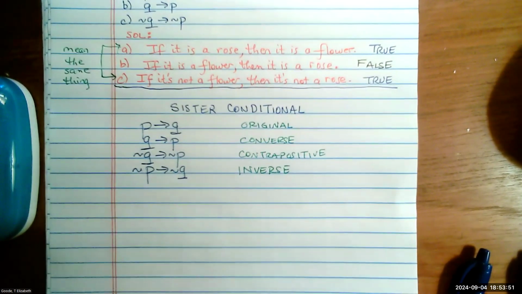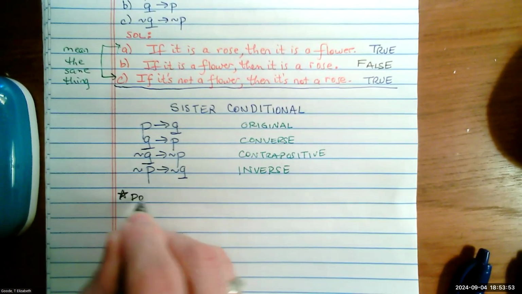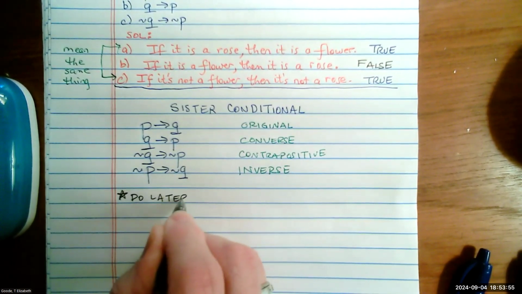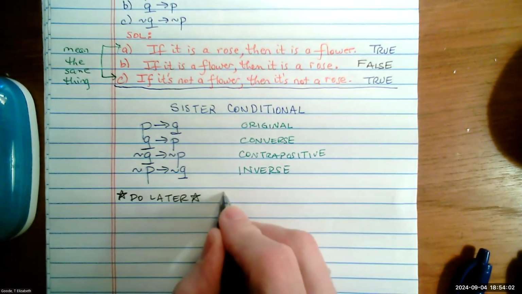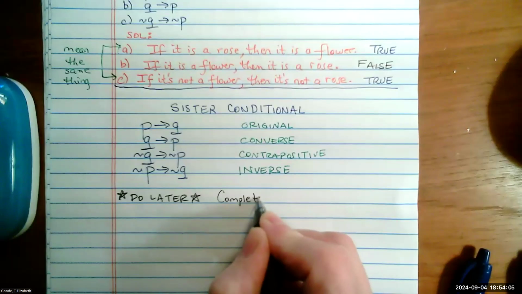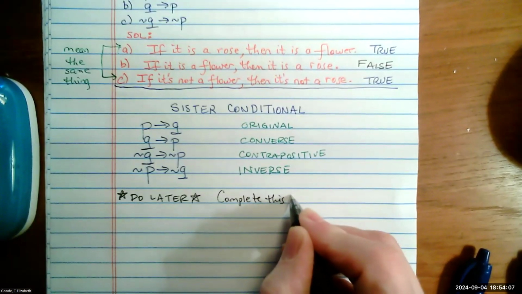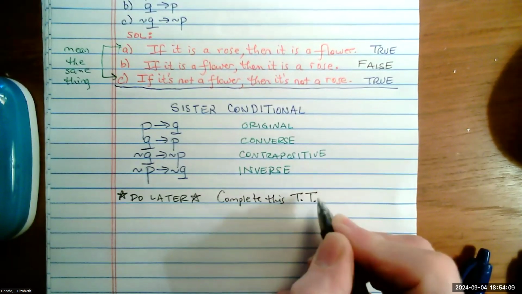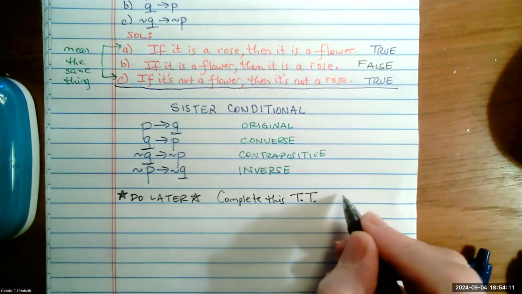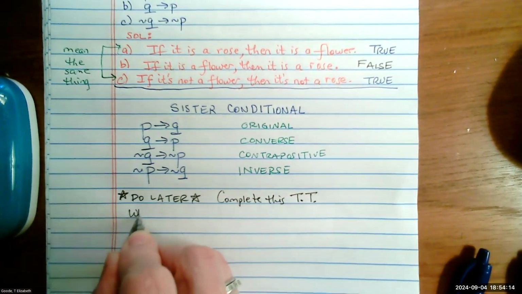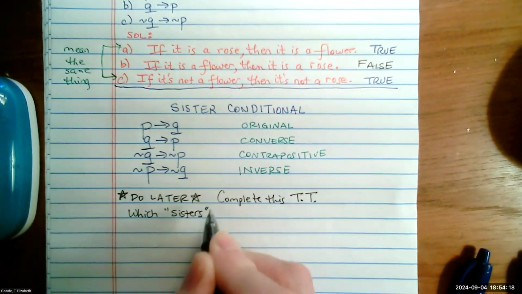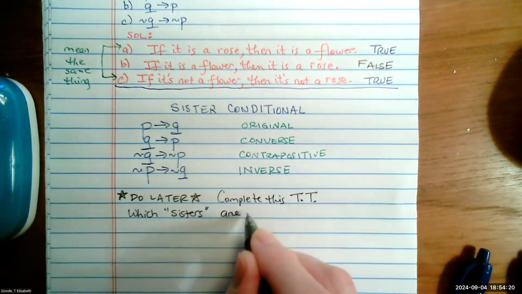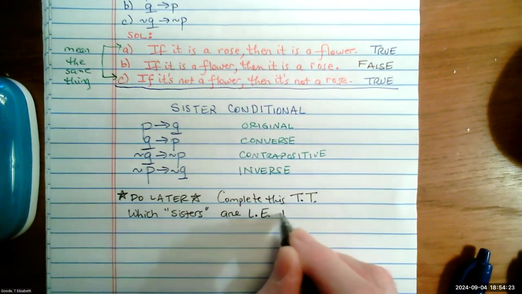So there's something I want you to do later, and I hope that everybody understands that when I say do later, this is a really important thing to actually do, because it would be a good quiz or test question. Complete this truth table, TT for truth table, and then answer this question. Which of the sisters, I'll just put sisters in quotes, are logically equivalent to which?